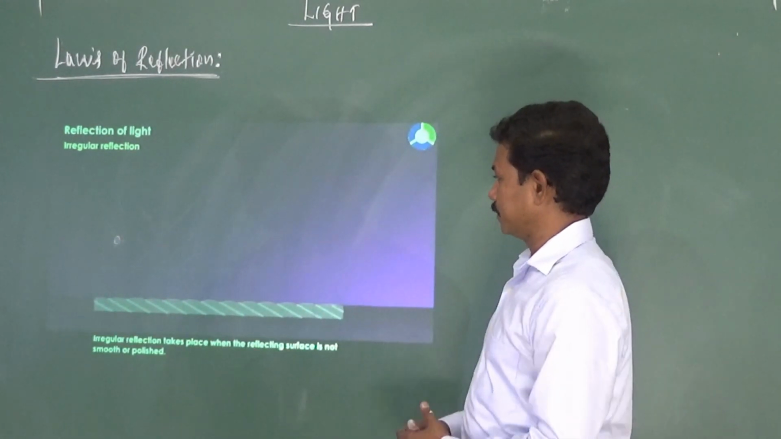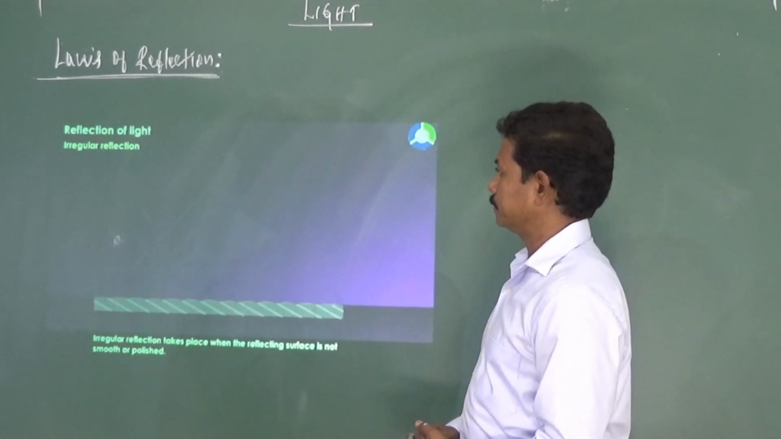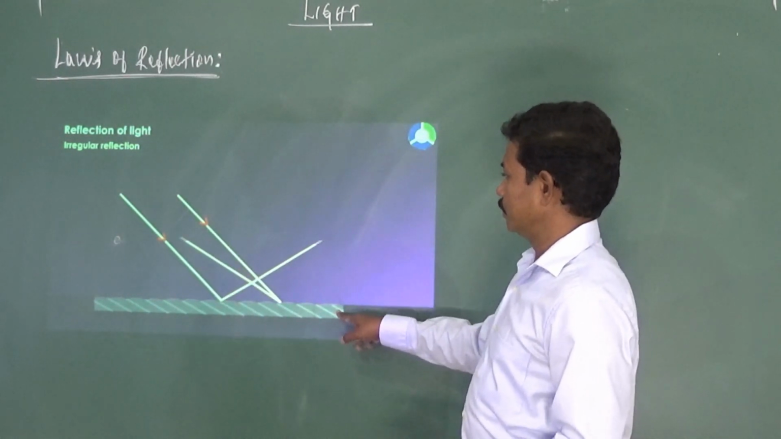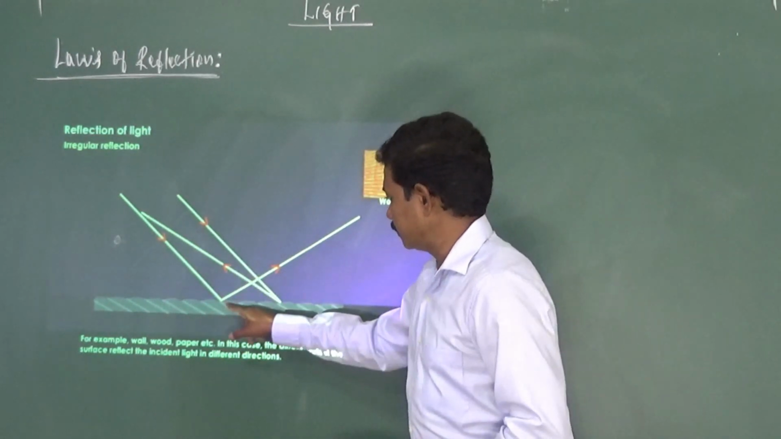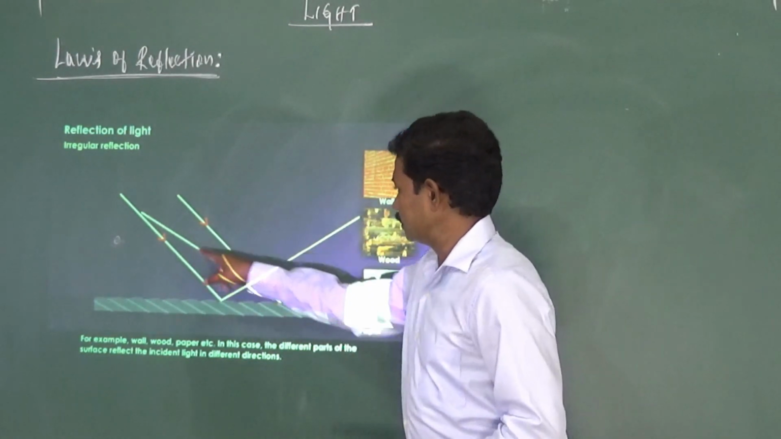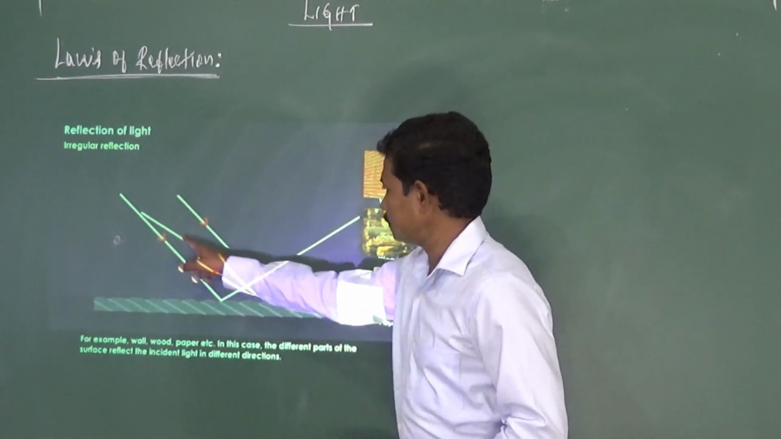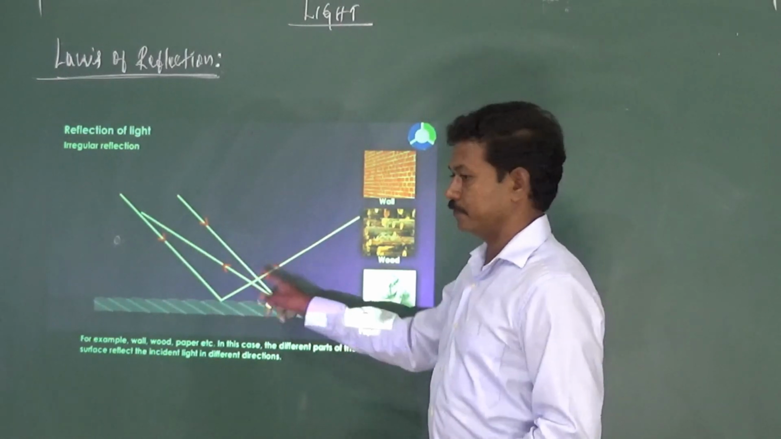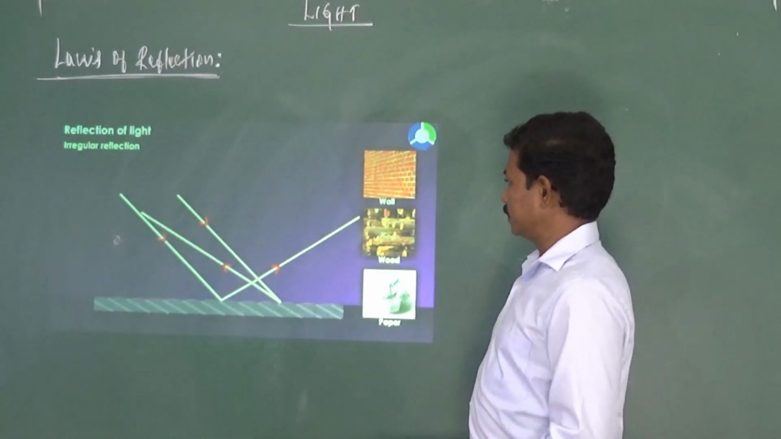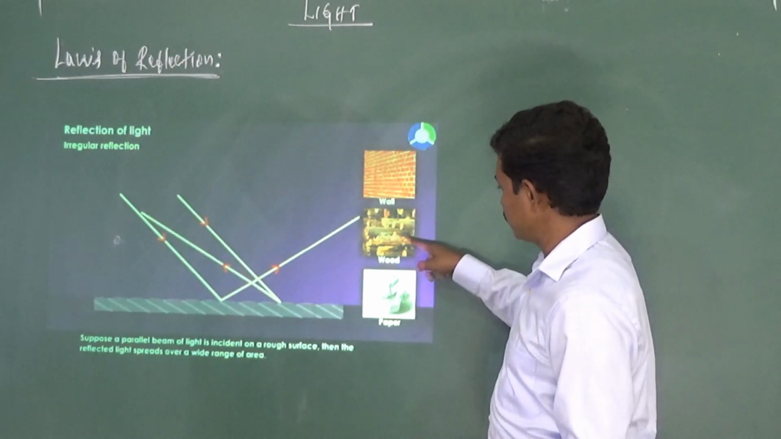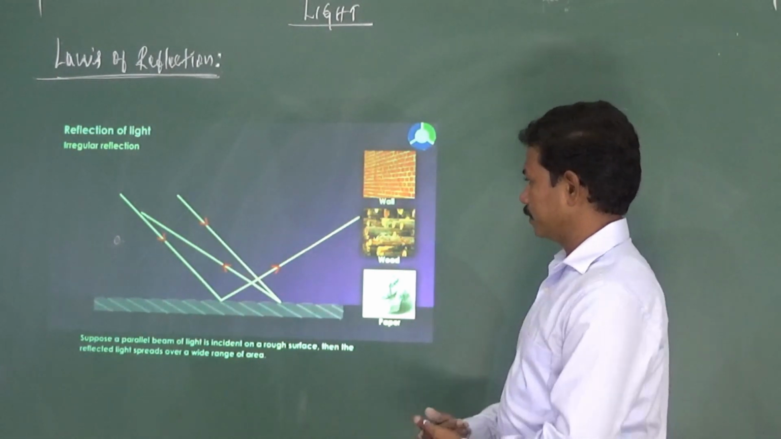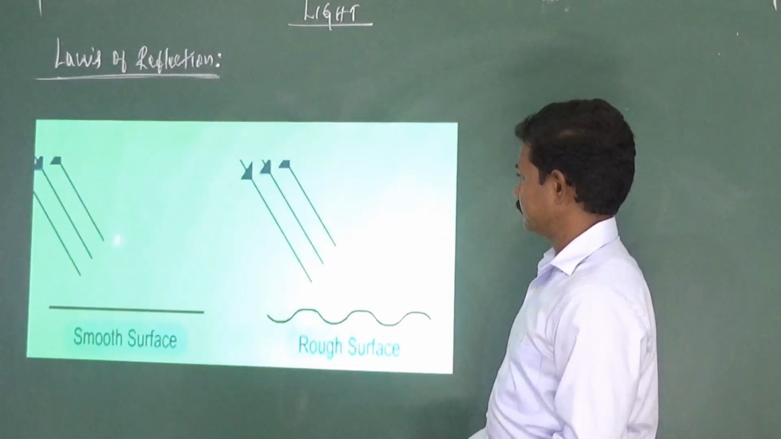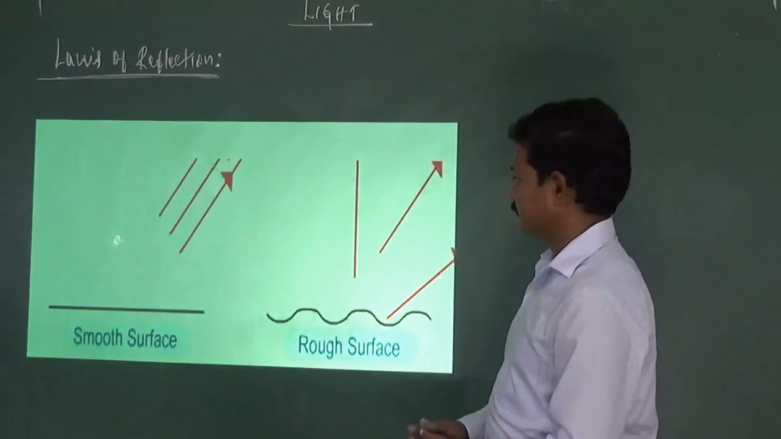Let us go with irregular reflection. So this is the reflecting surface. You can see here, the light ray coming from here goes in some other direction. Another light ray coming in this direction gets reflected in this direction. Therefore, reflected light rays are going in different directions. It happens on a wall, it can happen on a board, it can happen on a paper. This is irregular reflection. Very important.